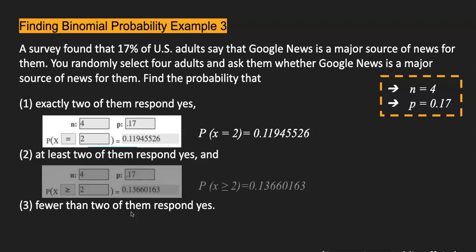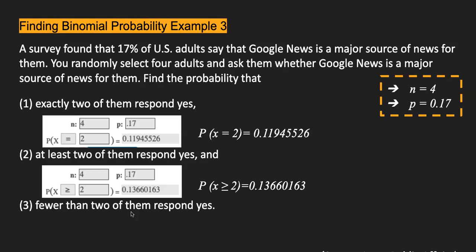Or you can simply tell StatCrunch to do this. Change the symbol to X is greater than or equal to 2, because we know at least means greater than or equal to. If you do that, the probability will come out to be 0.13, and you can get the same thing if you find the probability of X equals 2, X equals 3, and X equals 4, and add them together. That's how you will have to do it if you're doing this by hand with the longer formula, which I'm not going over in this video.